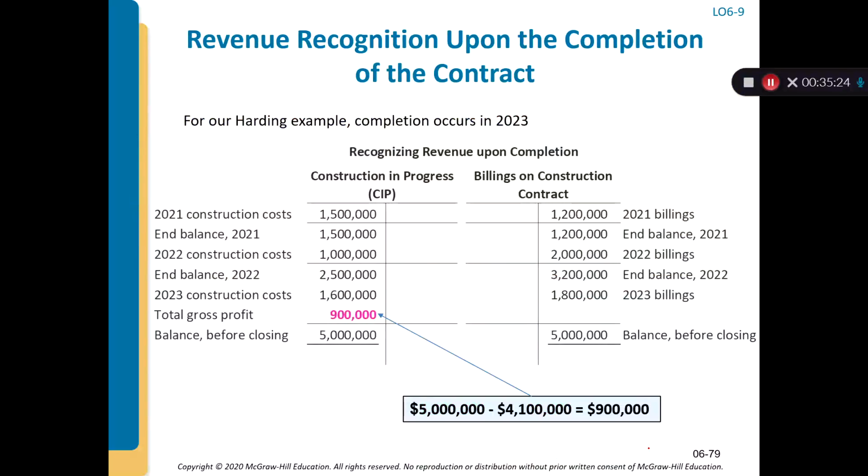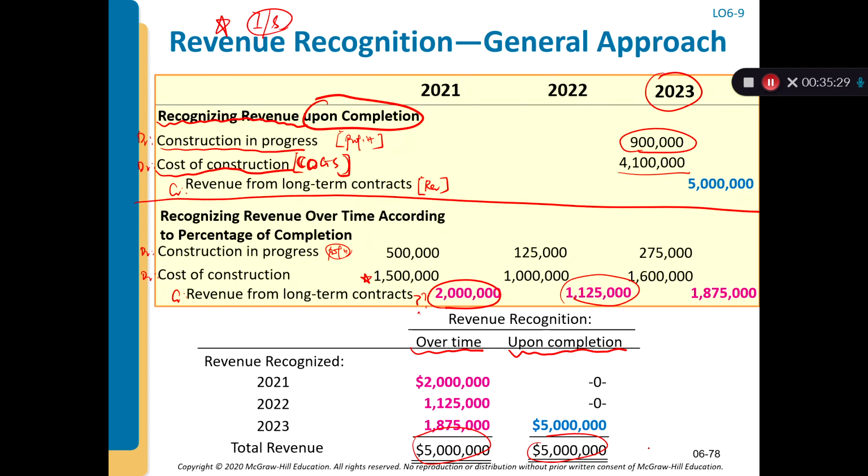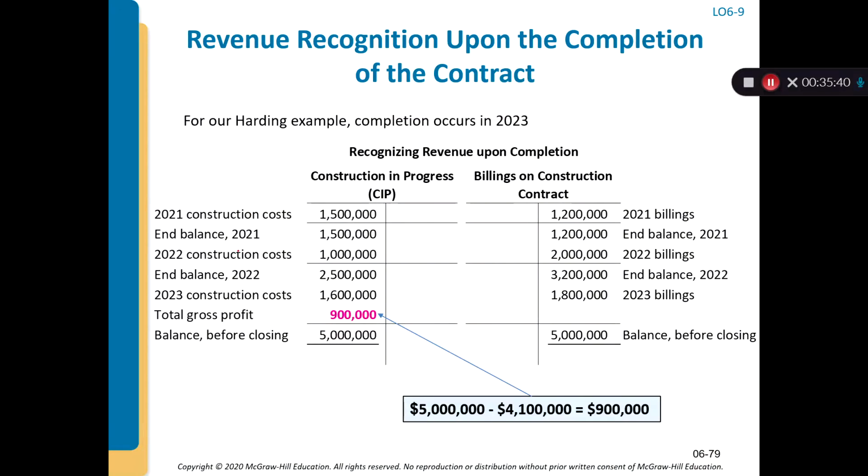Okay. So, as you can see, no matter whether it is based on the up on completion method, I debit $900,000 at the end of year 2023, right? That means that the construction in progress account will have a balance of 5 million in total, and the billing itself has 5 million in total. So let's look at where this is coming from, right? And where this 900,000 comes from.